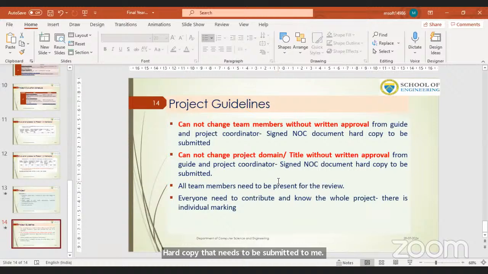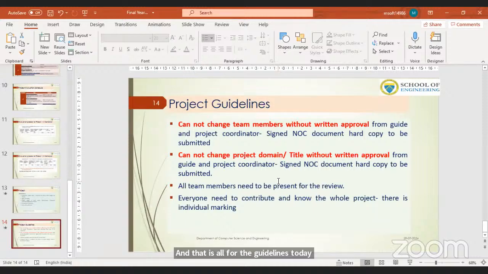And for all the reviews, all the members have to be present, and everyone needs to contribute and know the whole project, because there is individual marking during the reviews. And that is all for the guidelines today.